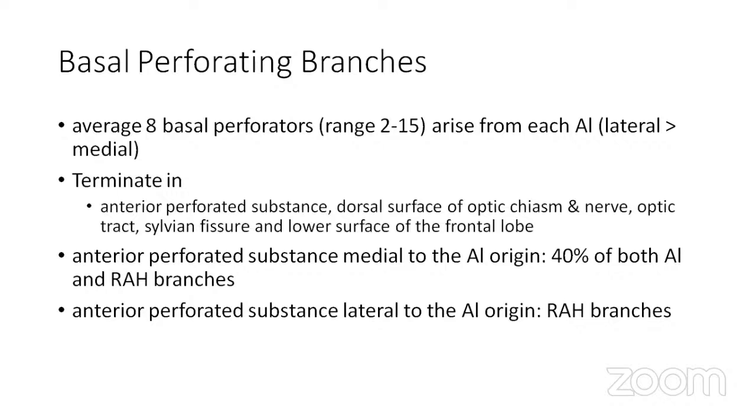Basal perforating branches: there are on average around 8 basal perforators, ranging from 2 to 15, arising from each A1, more from the lateral aspect than from the medial. They usually terminate in the anterior perforated substance, dorsal surface of the optic chiasm, optic nerve, optic tract, sylvian fissure, and lower surface of the frontal lobe.